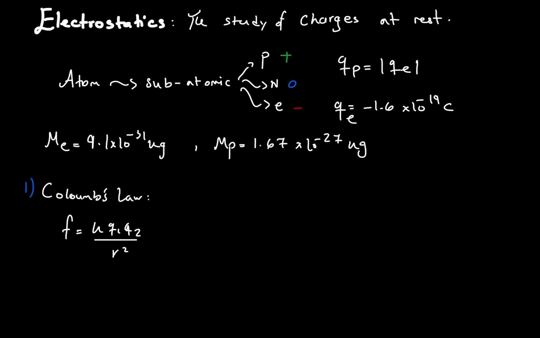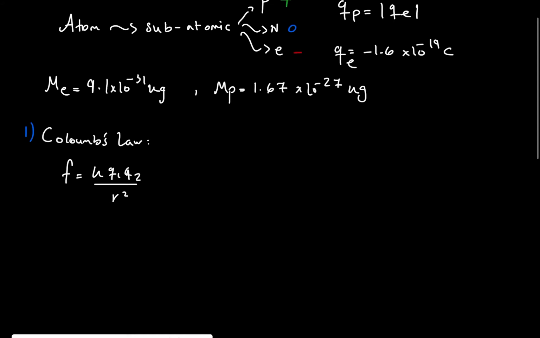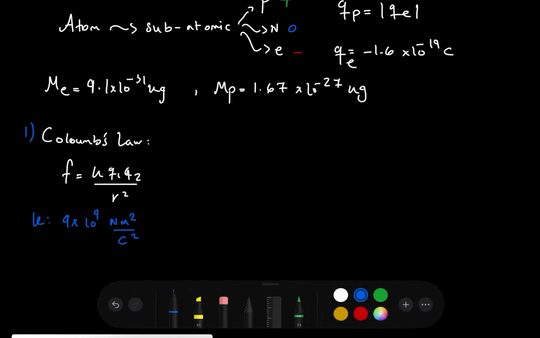Of course, you'll cover some stuff about conductors and charging by induction and those topics. But then after that, you'll probably go into Coulomb's law. This is the most basic format of Coulomb's law, where K is known as the constant of Coulomb's law, and it has a value of roughly 9 times 10 to the power of 9 newton meter squared per coulomb squared.